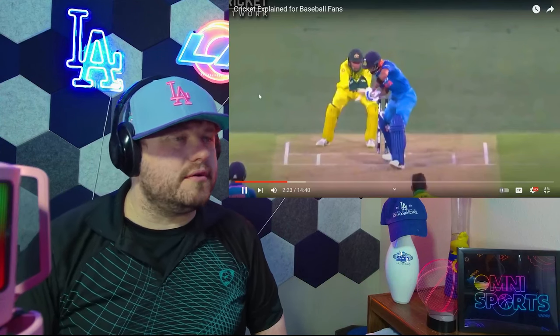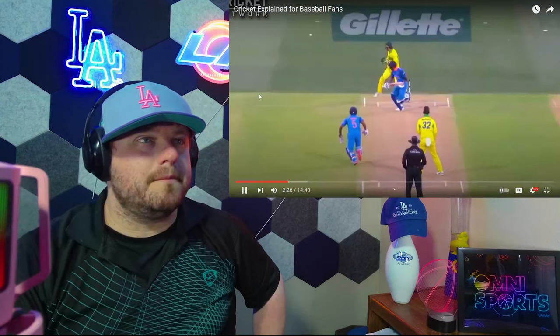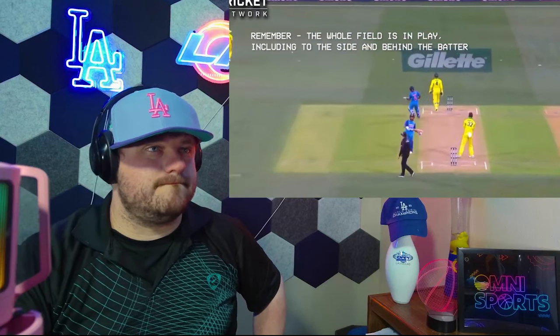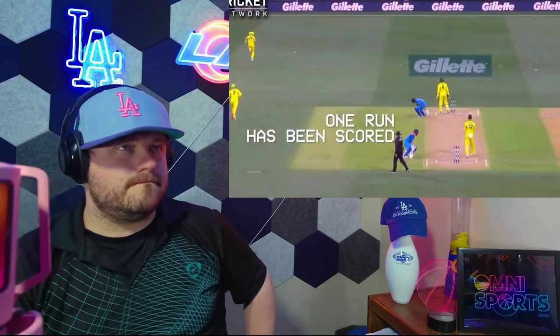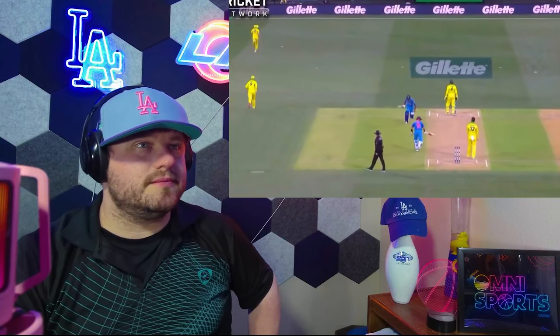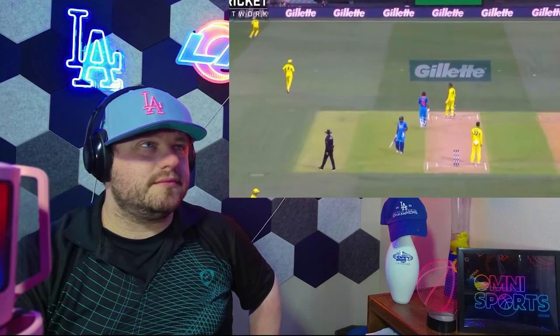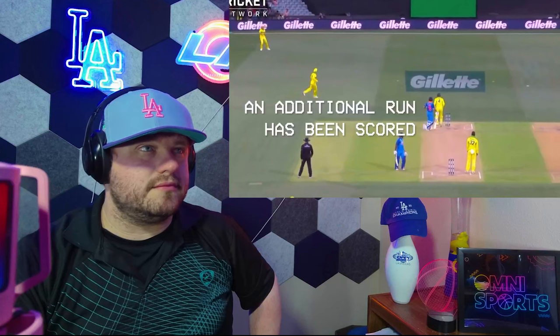Protect the wicket and put the ball in play. If the ball is put in play and the batter and the teammate are able to switch places, so basically assume the other one's position, the team has scored a run. And if they can do that again, then they score two. And if they can do that again, they score three, etc.